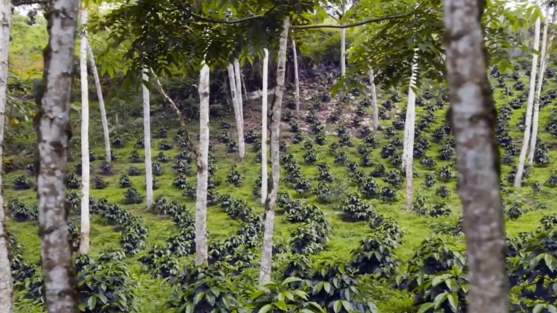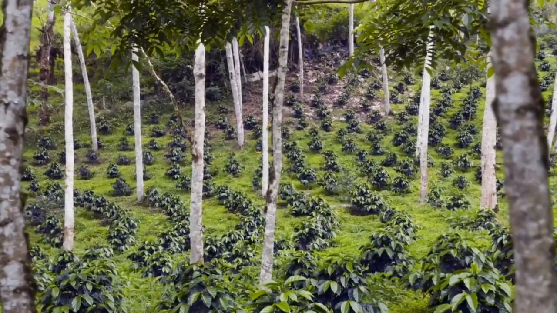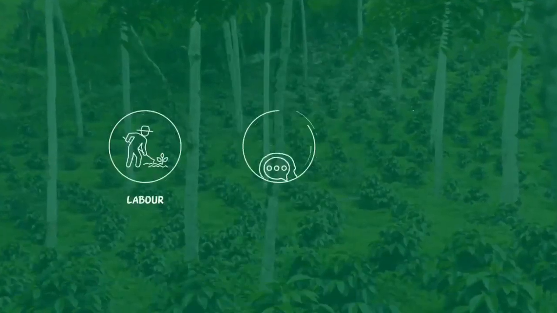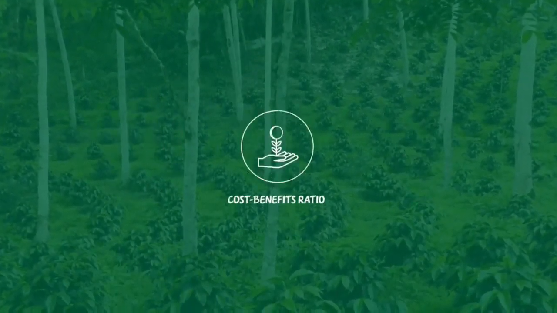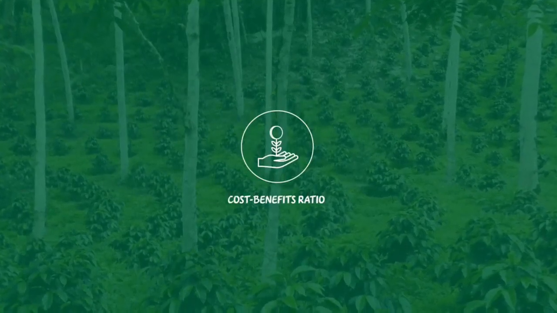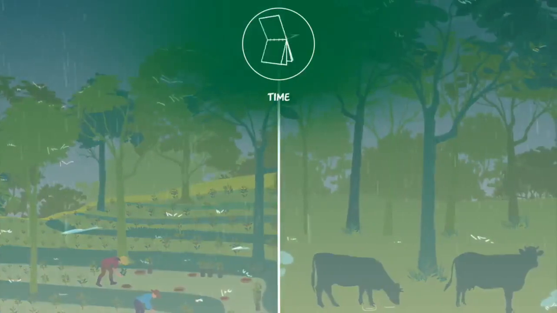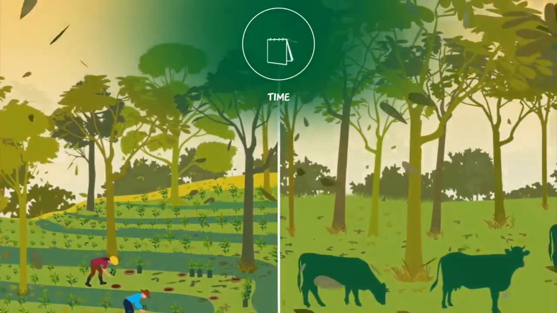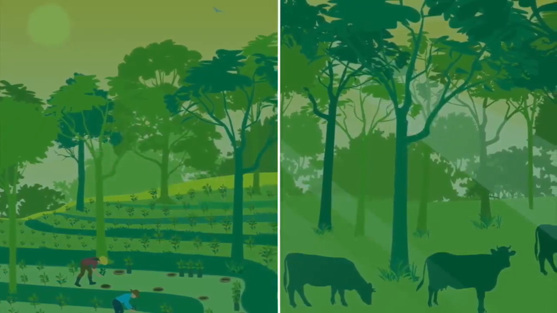You see, establishing agroforestry requires careful planning and design. At the early stage, structured agroforestry requires more labor, thought, and money, but often provides a better cost-benefits ratio in the long term. If managed well, agroforestry systems are productive for a long time and provide farmers with multiple services and diverse revenues throughout the year.